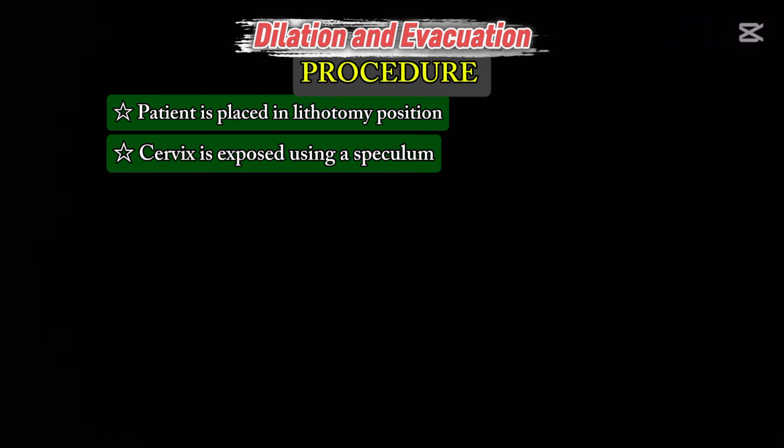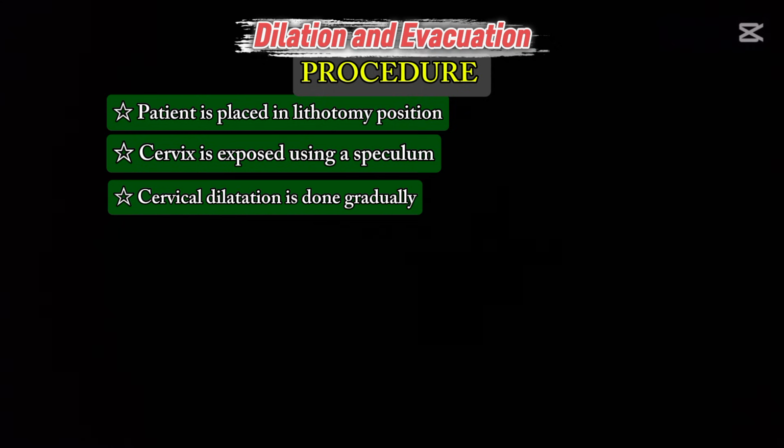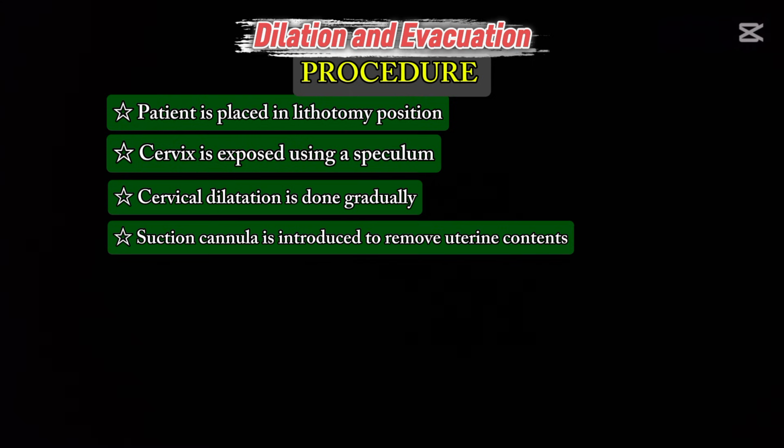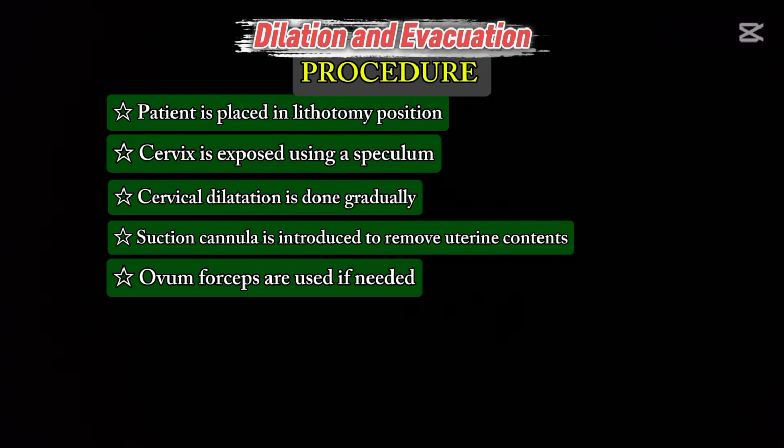Let's discuss the procedure stepwise. First of all, patient is placed in lithotomy position. Cervix is exposed using a speculum. Then cervical dilation is gradually done with increasing diameter of dilators. Suction cannula is introduced to remove the uterine contents. Ovum forceps are also used if needed to remove the uterine contents.